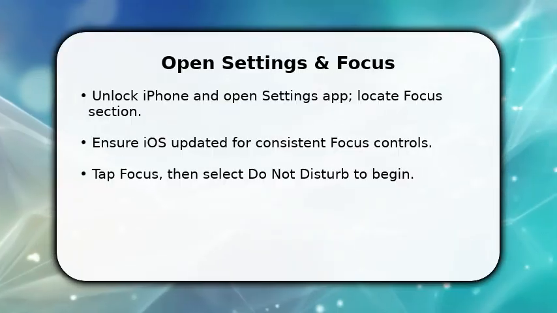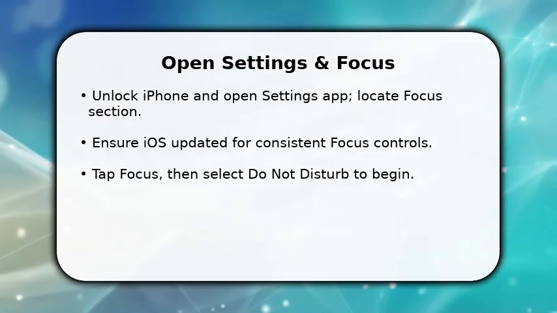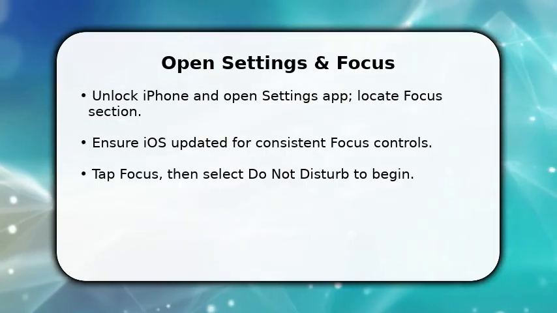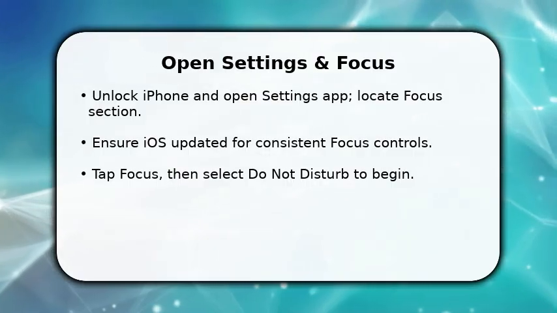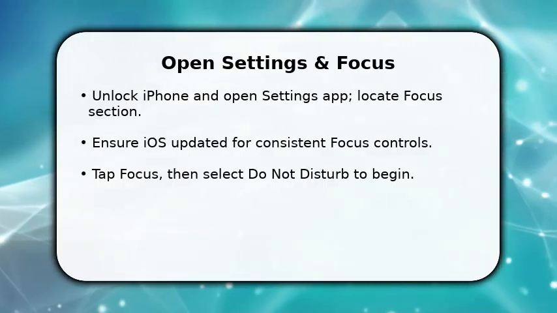You start by unlocking your iPhone and opening settings. Go straight to focus. Tap Do Not Disturb to access its controls because this is where silencing rules live. Once you're in, note the central toggle at the top and the list of allowed people and apps below. These set what's muted versus what can still notify you.